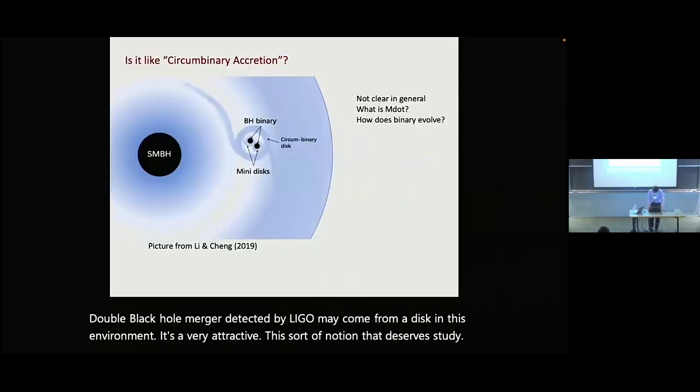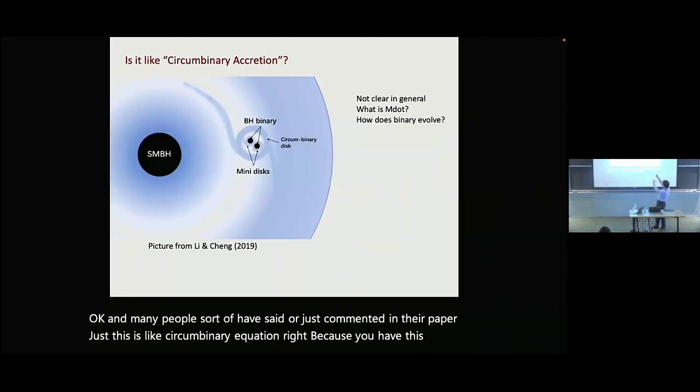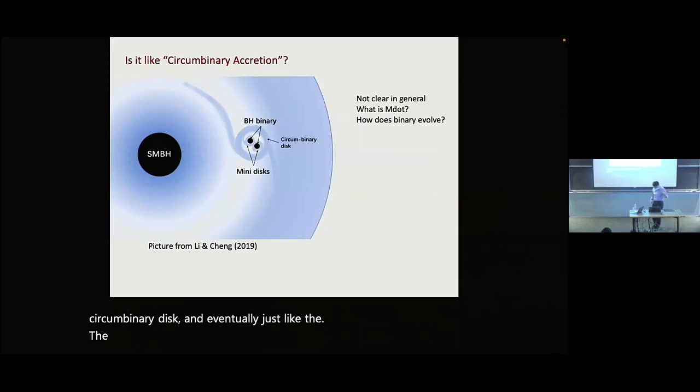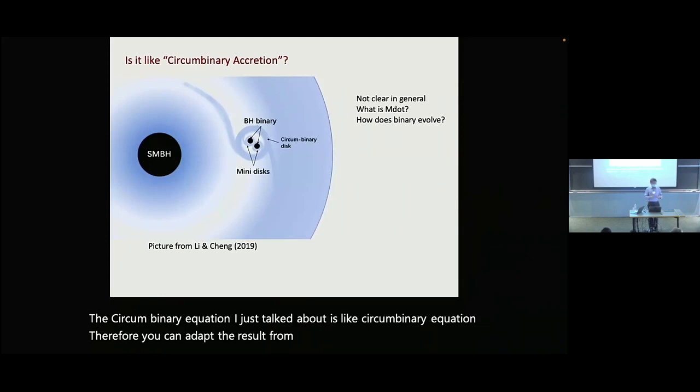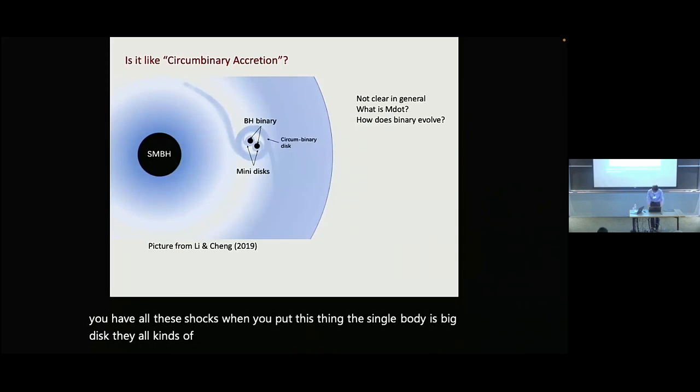Okay, and many people have said or just commented in their papers that this is like a circumbinary accretion, right? Because you have this binary embedded in this big disk. It grabs gas from the big disk, then you have a circumbinary disk, and then eventually, just like the circumbinary accretion I just talked about, you can adapt the results from circumbinary accretion onto this problem. I'm not sure about that. It's actually not clear to me, because you have all these shocks when you put this in, even a single body in the disk, all kinds of shocks that disturb the flows. It's actually quite complicated.